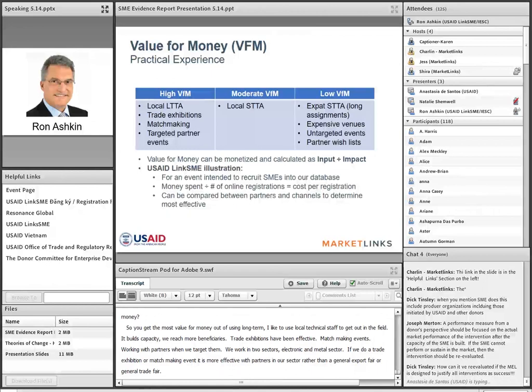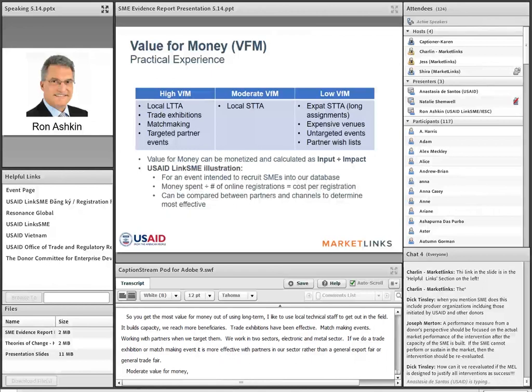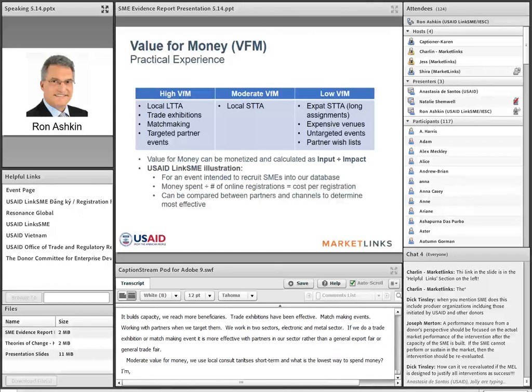What gives us moderate value for money if we use local consultants externally, short term? And what's the lowest value for money way to spend money? Well, I'm an expat. Expat short-term assignments where we fly people in and out to do TA, especially when they get long, is too expensive.